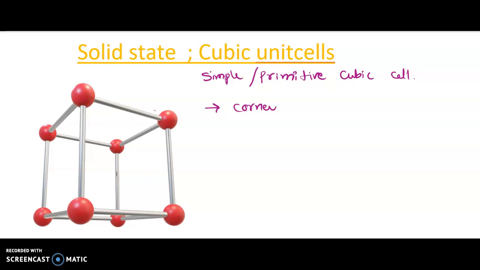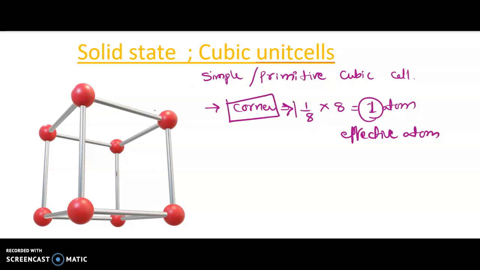So here we know the contribution at corners is 1 by 8 and there are 8 corners. So we will get one atom, that is the effective atom. In solid state, in the simple cube, atoms are present only at corners, the contribution at corners is 1 by 8 and there are 8 corner atoms. So completely one effective atom is present in a simple cube.